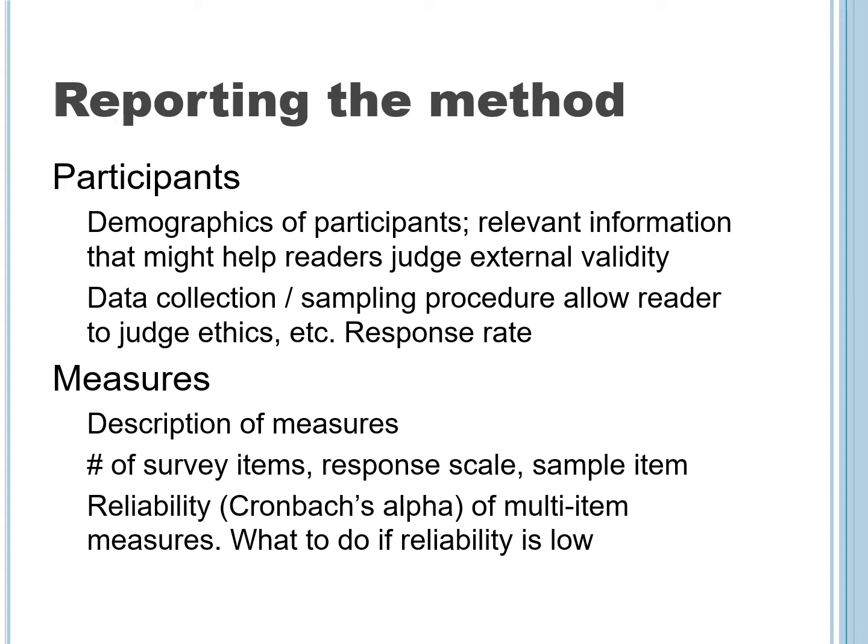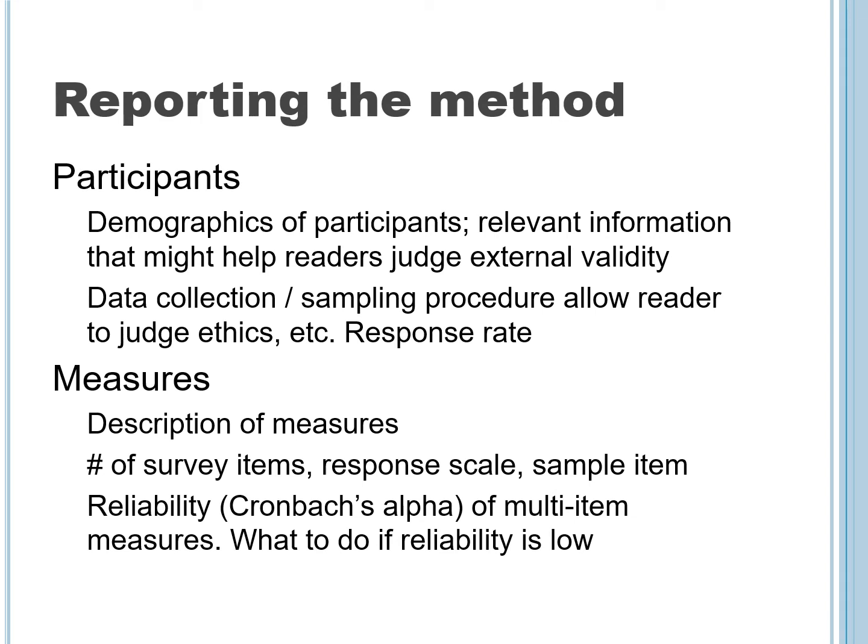And then you'll report the measures. These are two separate sections, participants and measures. So you'll describe the measures, and by measures, I mean like on Survey X, fear of failure or implicit motivation. You'll state the number of survey items and the response scale. So for instance, you'll say strongly agree 1, strongly disagree 7, or whatever way it goes, so that people know what orientation this is.